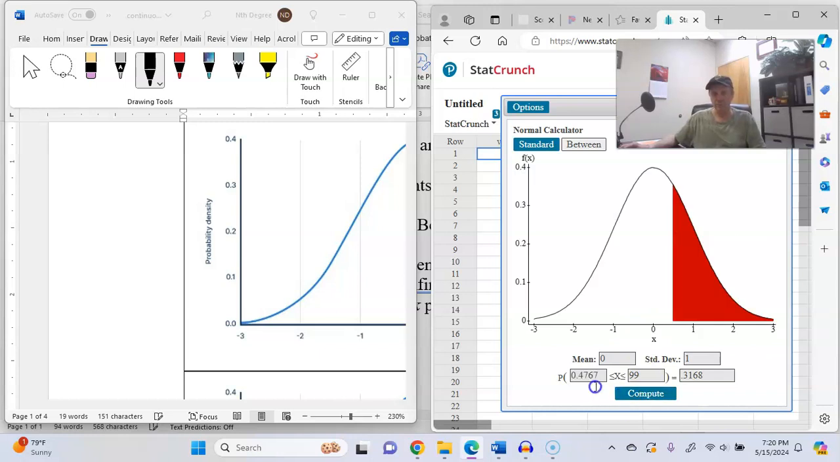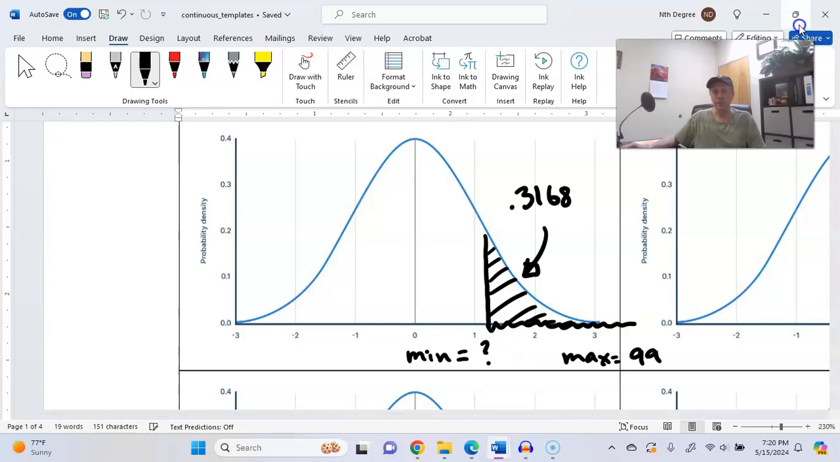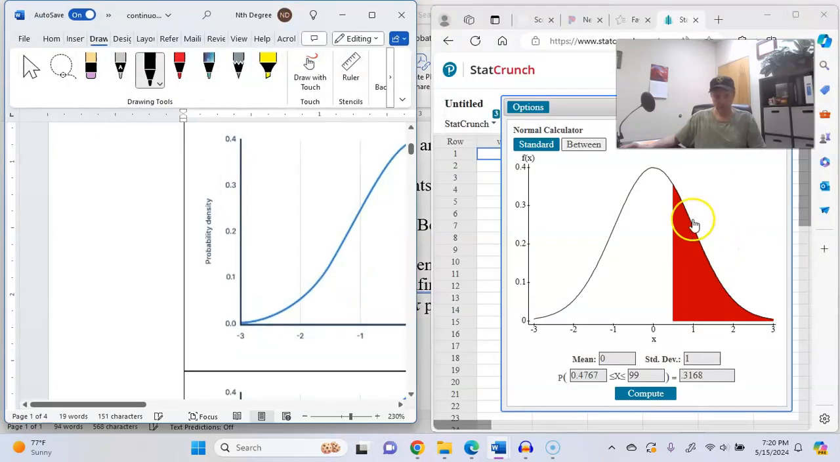Oh, it's 0.4767. I wonder how good my guess was. Oh, I guessed over 1, so my guess was pretty bad. But, well, that's what computers are for. So now we know that the z-score we're looking for is 0.4767.